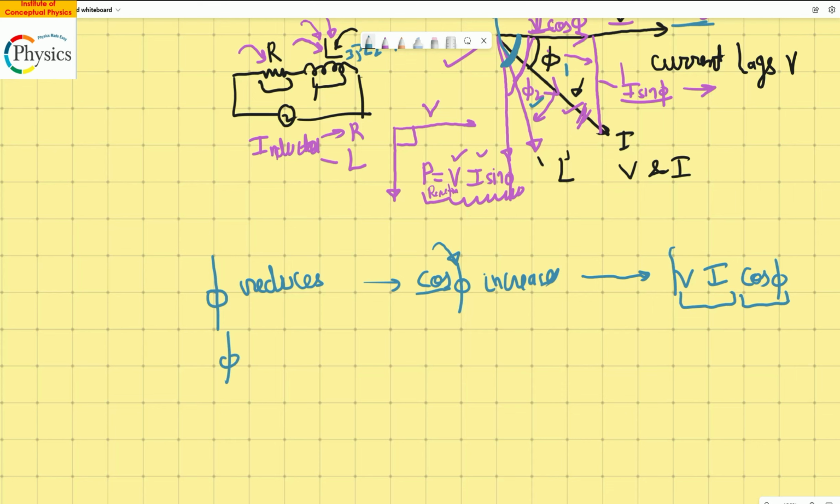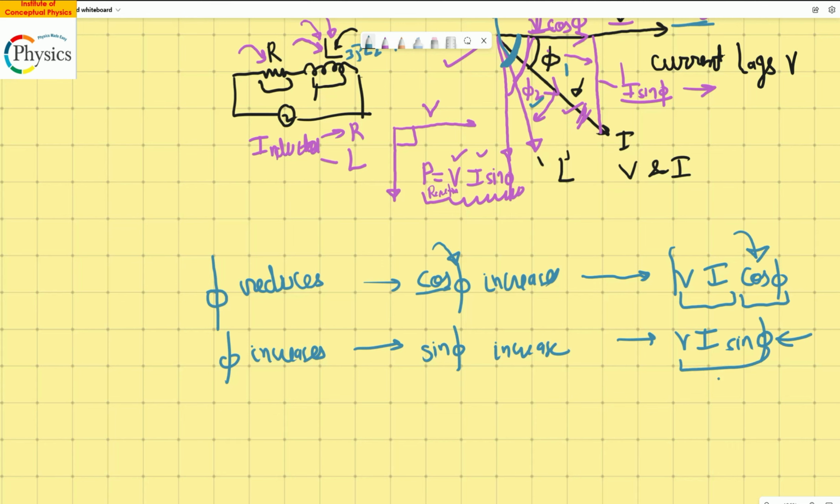If phi increases, why will phi increase? Because the inductor value is more. The sine phi will increase, right? Which means what will happen? The value of VI sine phi will go up, which means the value of VI cos phi will go down and the value of VI sine phi will go up. So this is useless, right? Useless, totally useless. So the higher the angle, the more you have a problem.